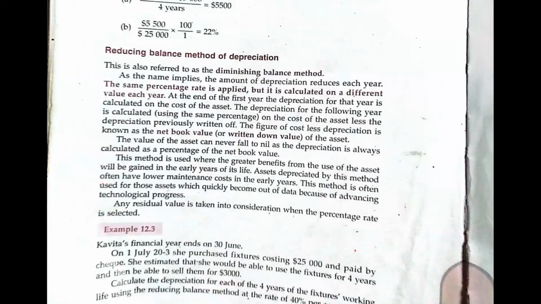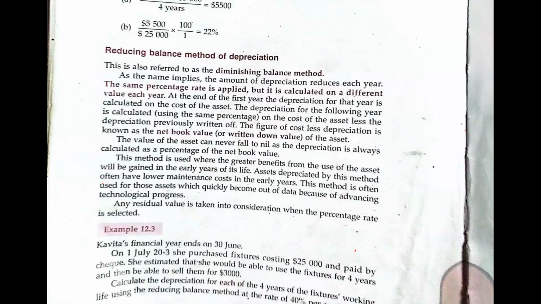So what happens under the reducing balance method? Just as the name implies, the amount of depreciation reduces each year. That's under the diminishing balance method. The amount of depreciation reduces each year. So the same percentage rate is applied, but it is calculated on a different value each year.